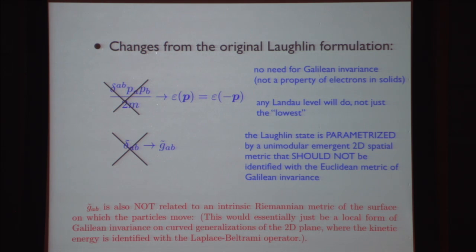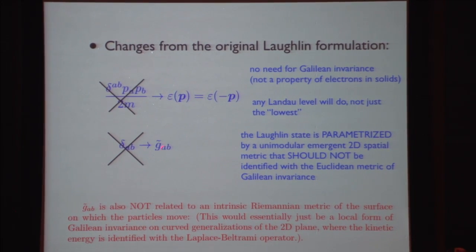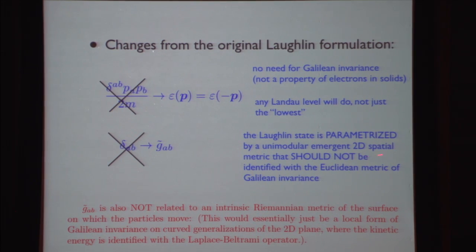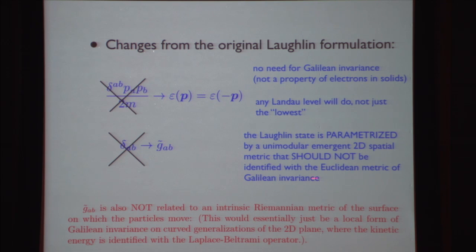So let's look at the changes from the original Laughlin formalism. We abandoned all this Galilean invariance stuff. In fact, we abandoned any detailed structures of the Landau level. That just ended up causing some renormalizations of the effective interaction. We also abandoned use of the Euclidean background metric as a metric and replaced it by a free parameter, which is a parameter of the Laughlin state, which in no way should be identified with either the Galilean metric or the Euclidean metric of the plane.